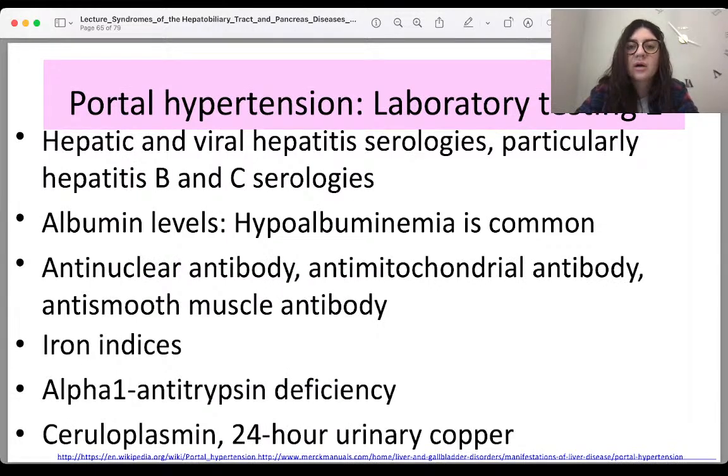If we suspect hepatitis, especially viral hepatitis, we should do serologies, particularly hepatitis B and C serologies. We should check albumin levels because hypoalbuminemia is very common in patients with portal hypertension. It can include checking for antinuclear antibodies, antimitochondrial antibodies, and anti-smooth muscle antibodies. Moreover, it includes checking for iron indices, alpha-1 antitrypsin deficiency, ceruloplasmin levels, and 24-hour urinary copper.